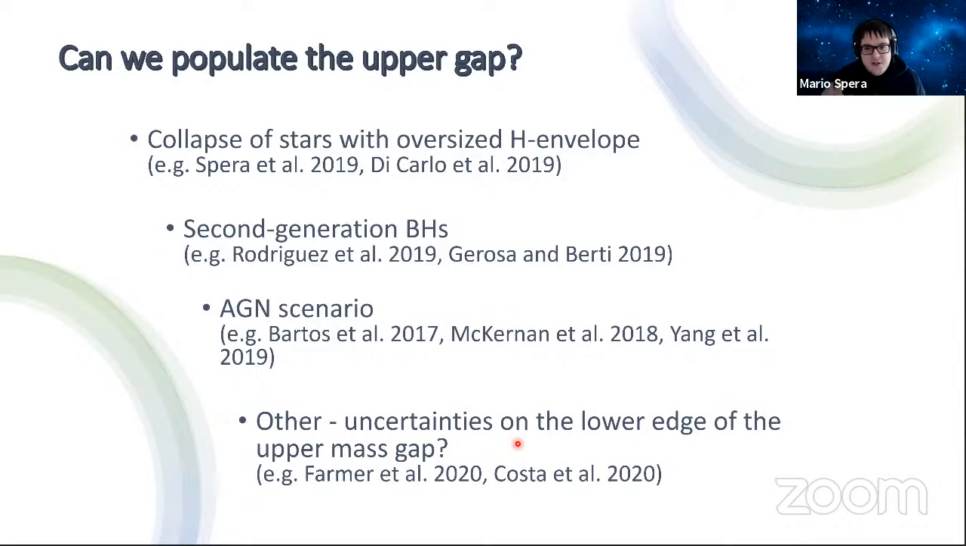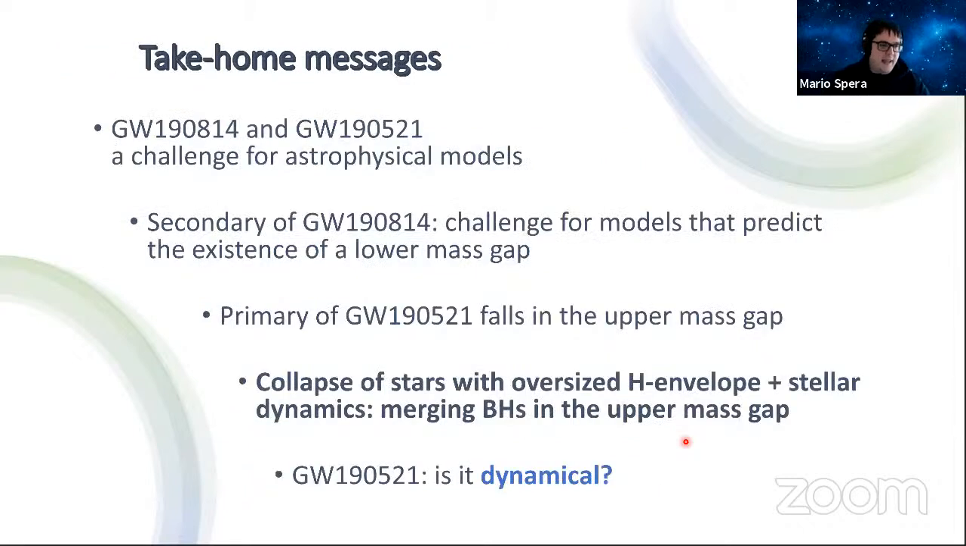So maybe GW190521 might not be exotic at all, or at least the primary component of GW190521 may be outside the upper mass gap. Or maybe there are even other still unexplored scenarios. I don't have time to discuss the other things, but I will leave you with some take-home messages.